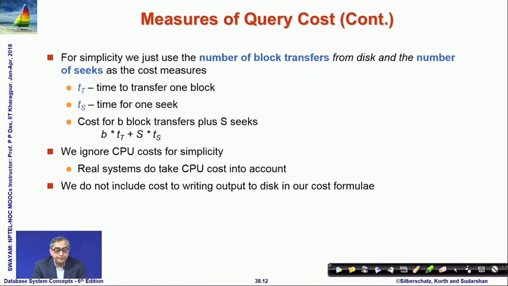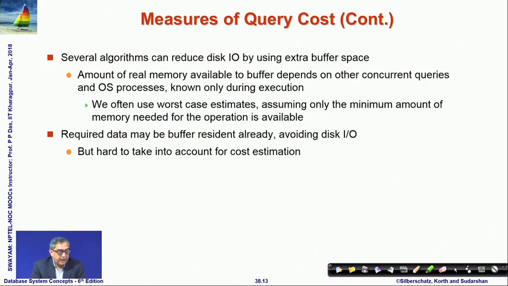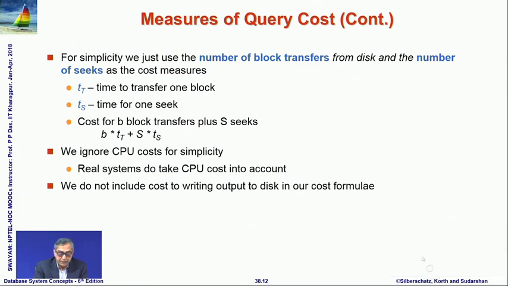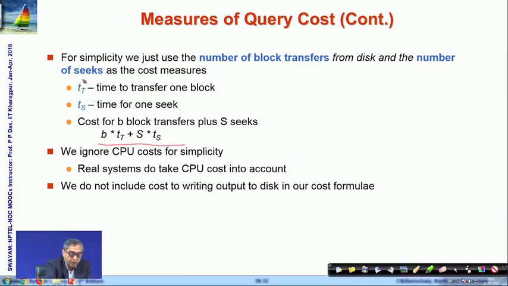If we just count the number of block transfers and the number of seeks, and if the time to transfer one block is T t and the time for one seek is T s, then the cost of transferring B blocks and doing S seeks will be given by this expression. You can easily understand that. Every block transfer takes T t and B blocks are being transferred, so this is the transfer cost. If there are S seeks and every seek takes T s, then this is the seeking cost, and adding them together we get the total cost of seek and transfer.